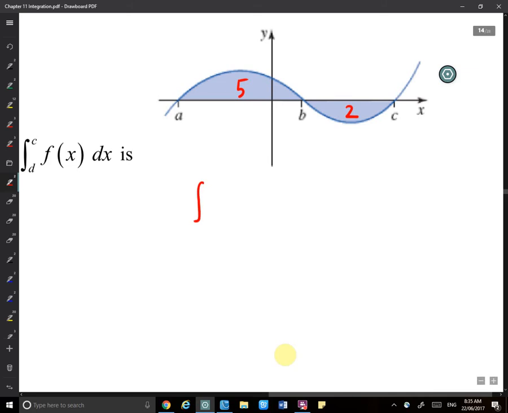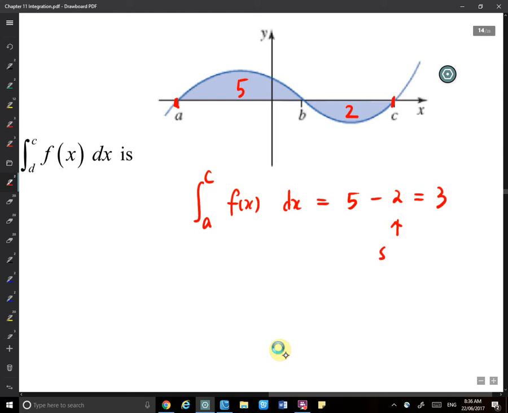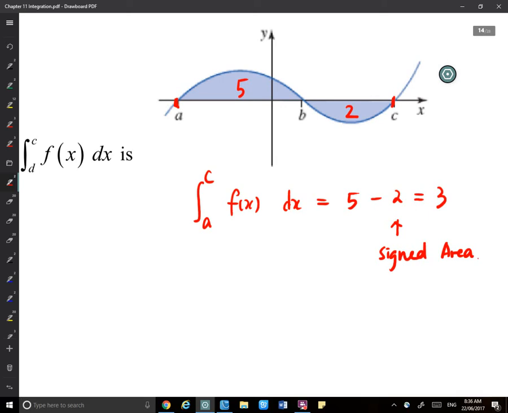But if you do a to c, because it starts from a and finishes at c, the integral of f(x) dx from a to c will give you 5 minus 2. That will be +3. That is still +3, but it's not the actual area of these two shaded regions. This is called the signed area, where we take the sign into consideration.